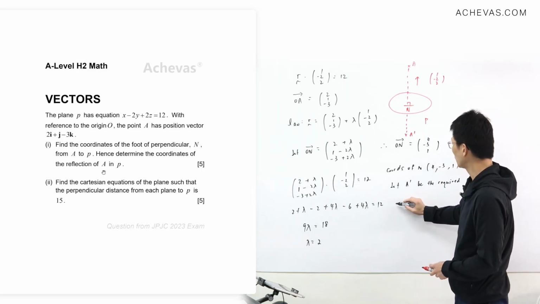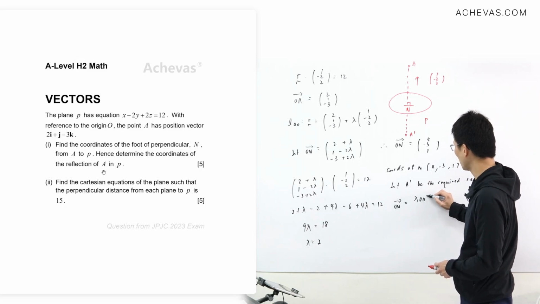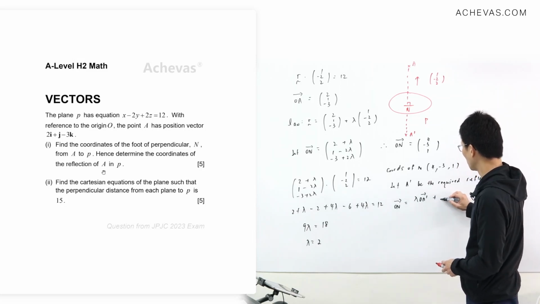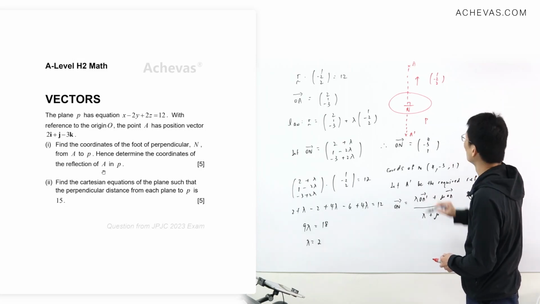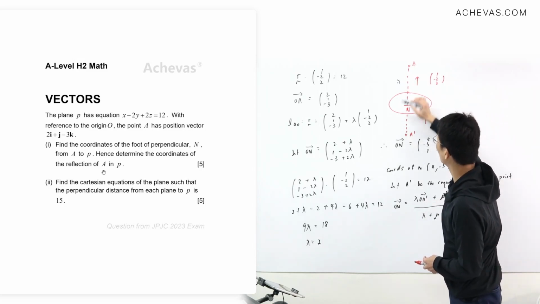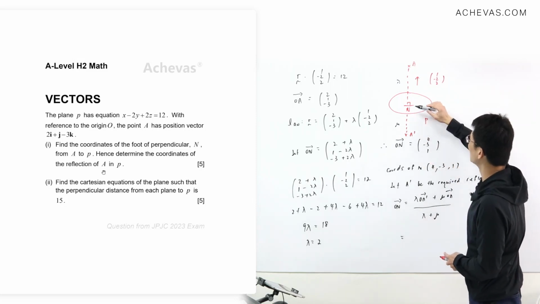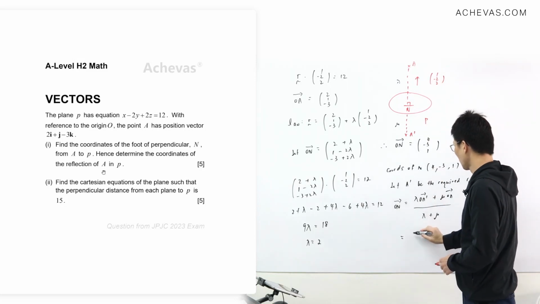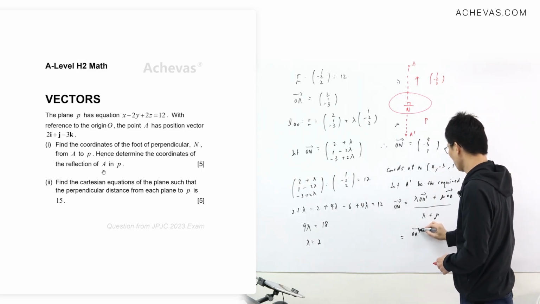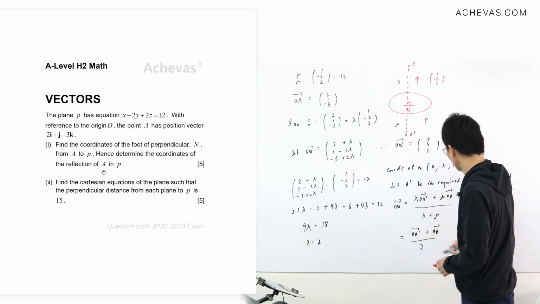Making use of the ratio theorem, ON will just be equal to lambda OA prime plus mu OA over lambda plus mu, where this is lambda, this is mu. Since this is the midpoint, the ratio is just 1:1. So we get OA prime plus OA over 2.